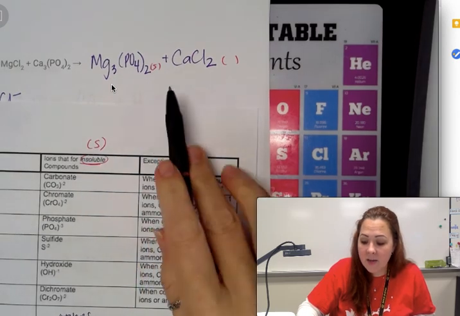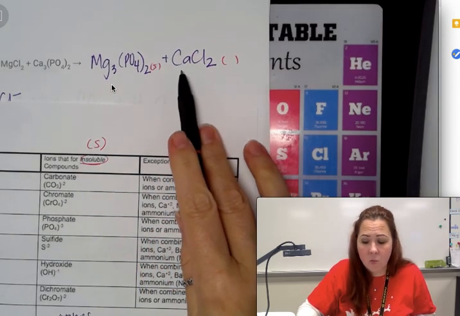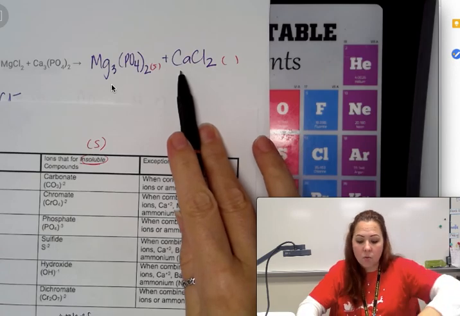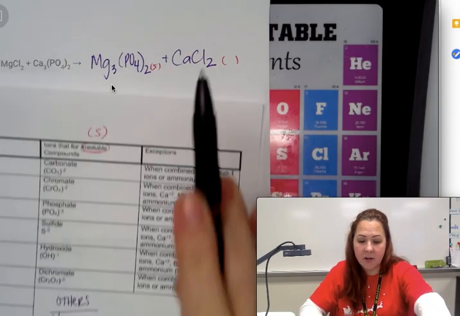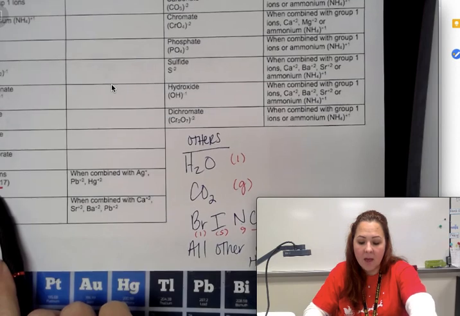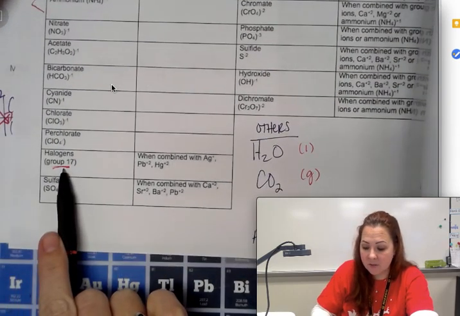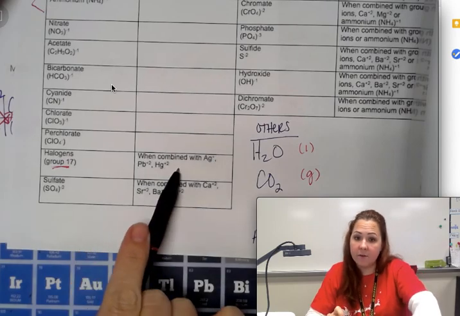Calcium chloride. Calcium does not live in group number 1 on the periodic table. It lives in group number 2. So chlorine, again, is down here. It's a halogen. Halogens are always going to be aqueous unless it's combined with silver, lead, or mercury. I don't have any of those exceptions, so this one is aqueous.